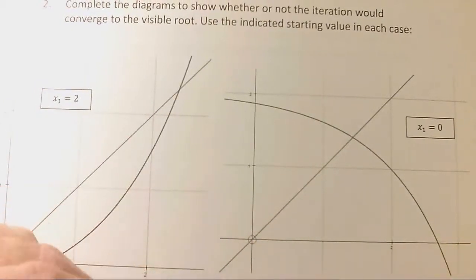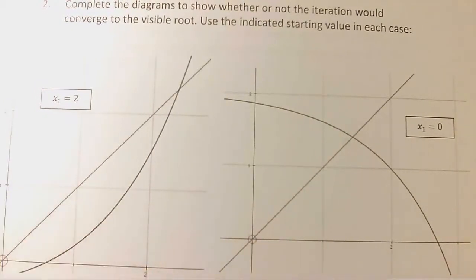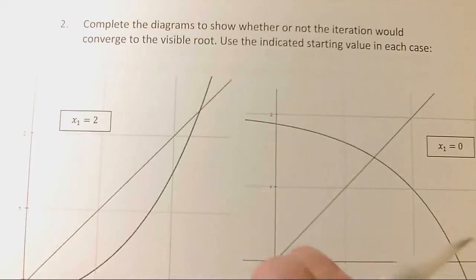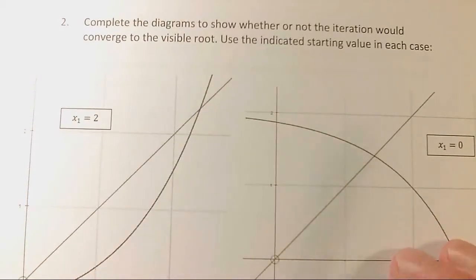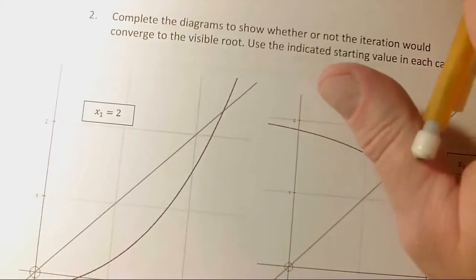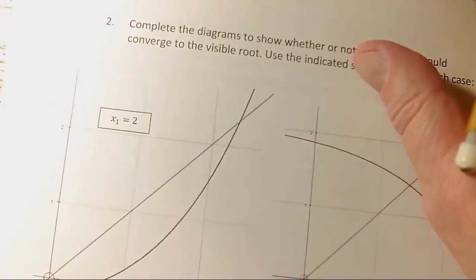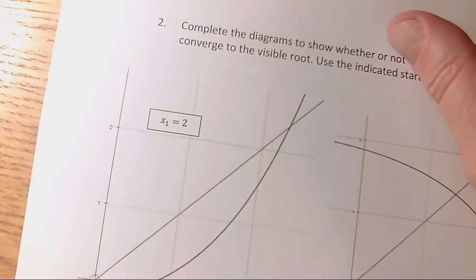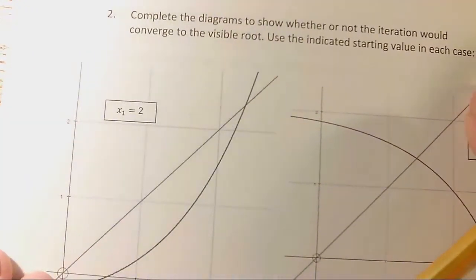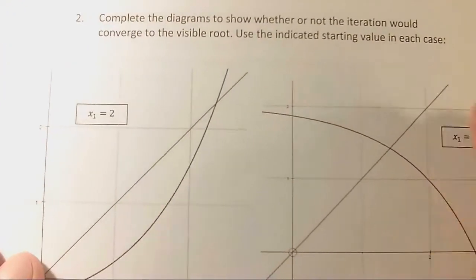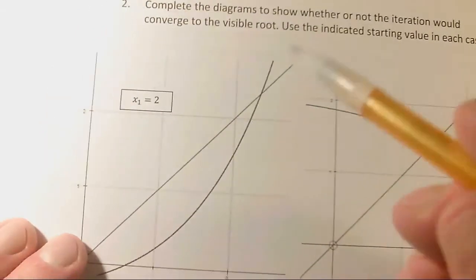Okay, we've just got to do some more of these diagrams to show whether or not things converge to a root. These are sometimes called staircase diagrams, but some of the other ones, and you'll see why, are called cobweb diagrams. And I'm going to be a good boy. I'm going to use a ruler and a pencil, which I should have really been doing for the previous one. So we've got to use the indicated starting diagram.